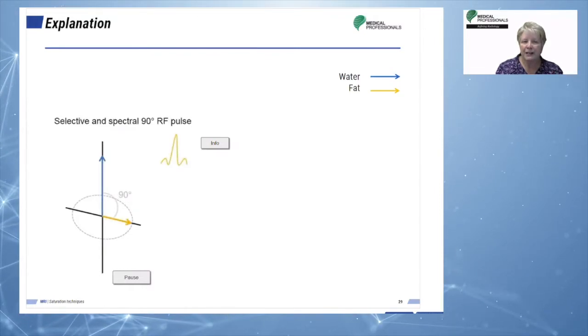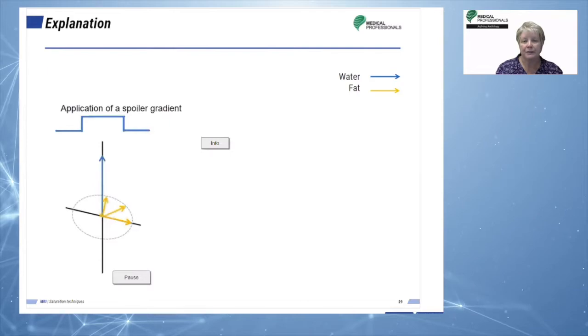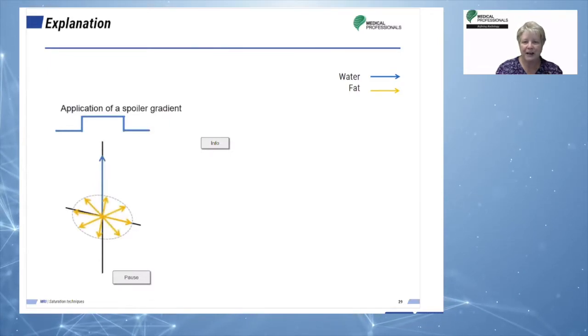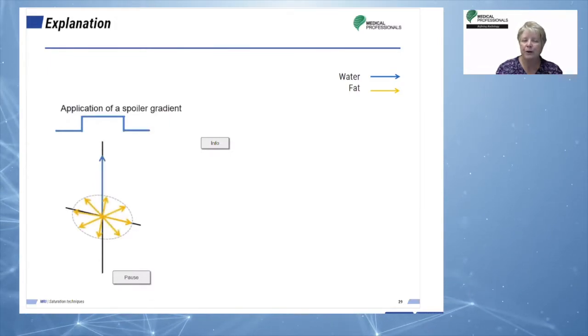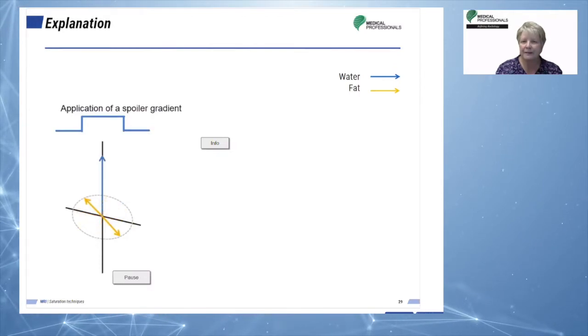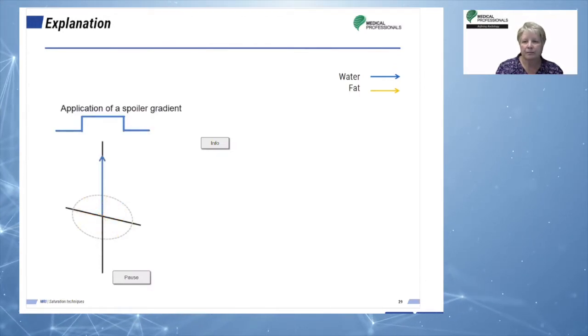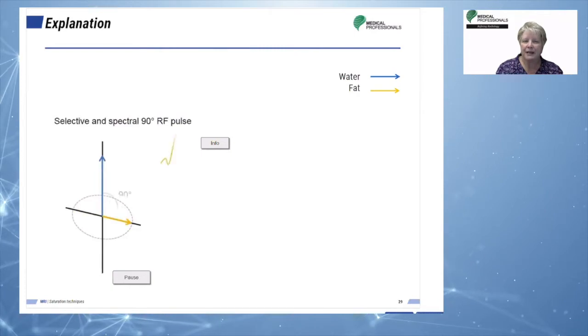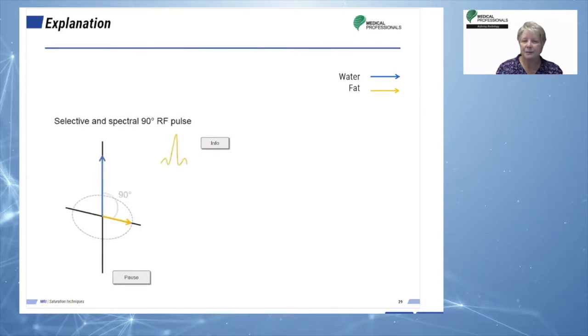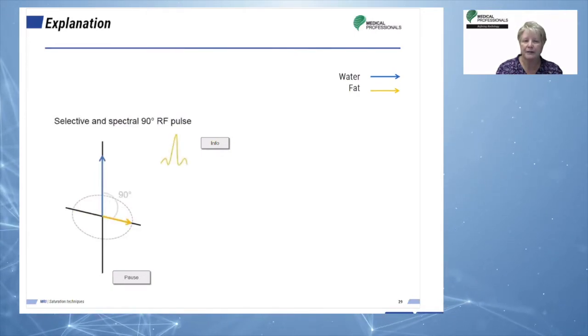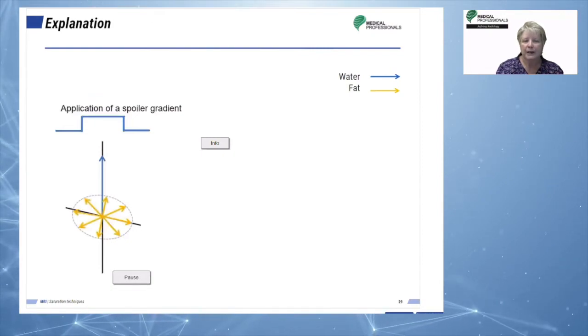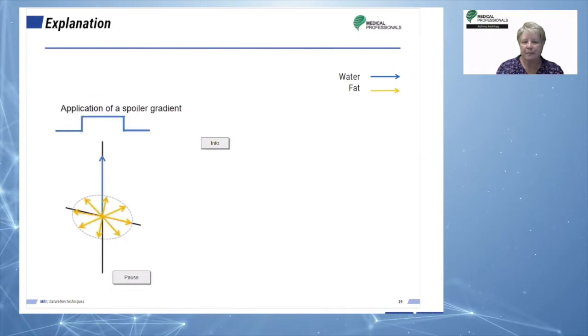However, spoiler gradient pulses are then used to dephase the fat spins, causing the fat signal to decay to 0 without affecting the water spins. At this point, the fat signal is said to be saturated and suppressed, and a standard pulse is initiated. We can play and pause the animation.